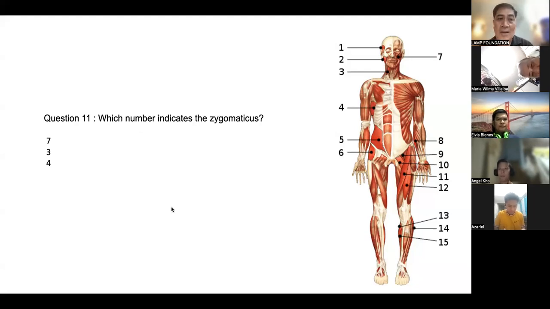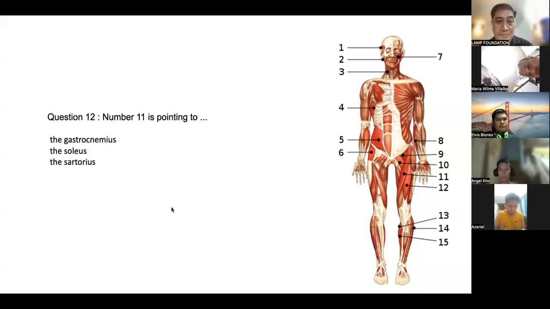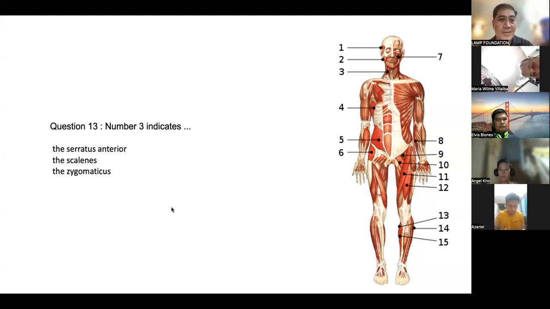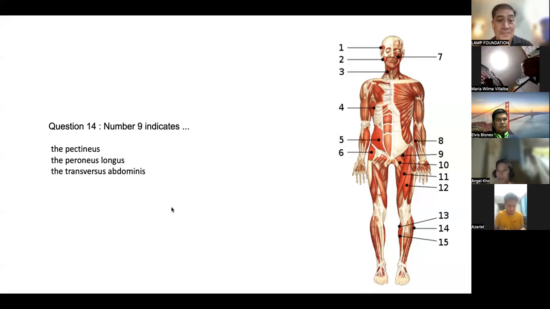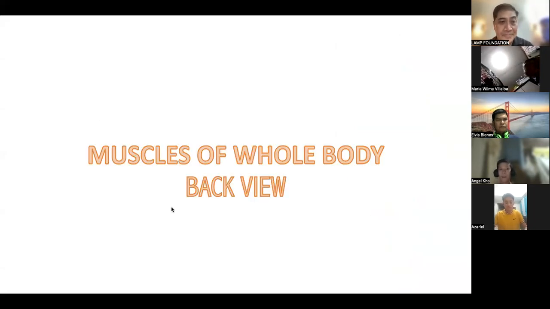Number 11 is pointing to? The sartorius. Number 3 indicates? The scalenes. Okay. Number 9 indicates? The pectineus. Which muscle is number 14? Number 14 is the peroneus longus. Which muscle is number 6? Number 6, the biceps femoris.